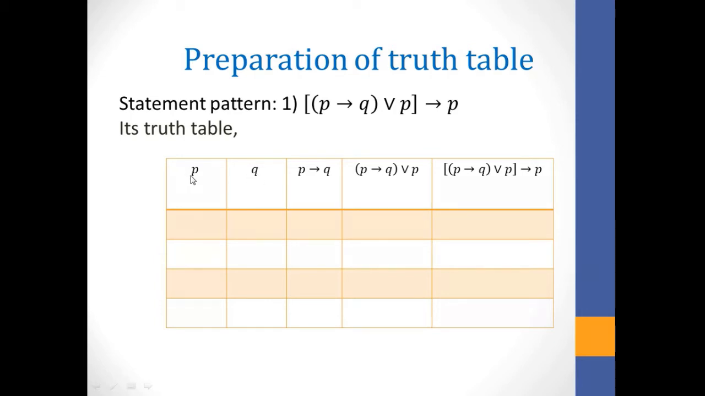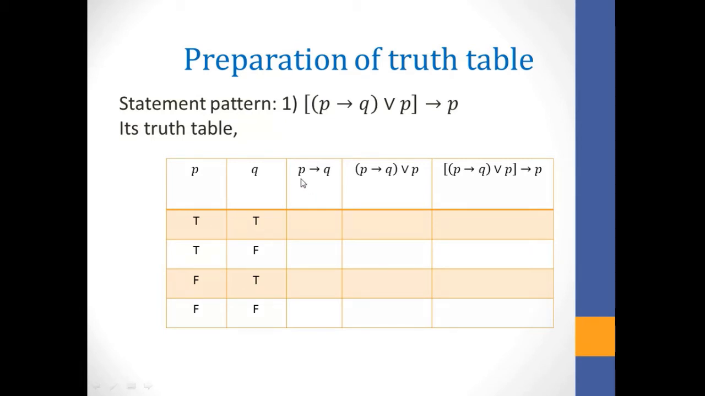Now the first 2 columns are always for P and Q, and the possible values for P and Q, as said earlier, are as follows. For P you write T, T, F, F, and for Q you write T, F, T, F. So you get all 4 possible combinations: T T, T F, F T and F F. Now as per the requirement in this statement pattern, stepwise, the third column will be P implies Q.